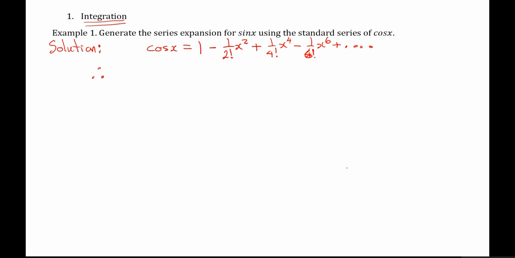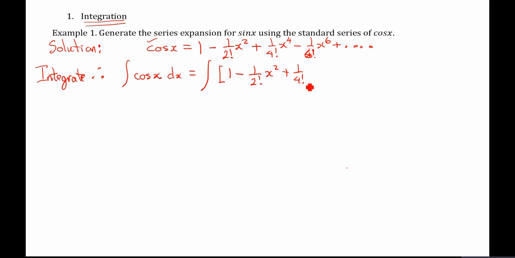Therefore, to get sine x from cos x, what do I do? I can integrate. I can integrate both the left-hand side, so it will be the integral of cos x dx, but whatever I do on the left-hand side, I must do on the right-hand side. So I will integrate every single term.